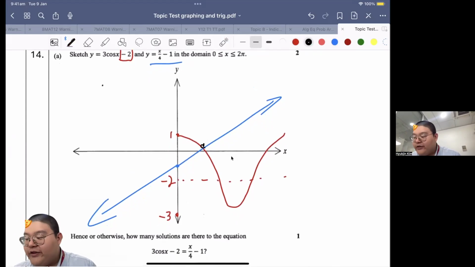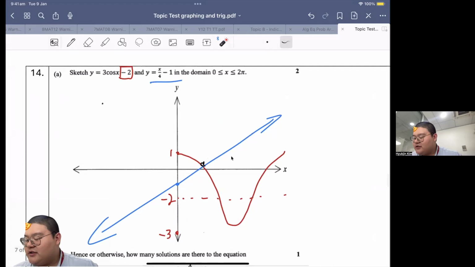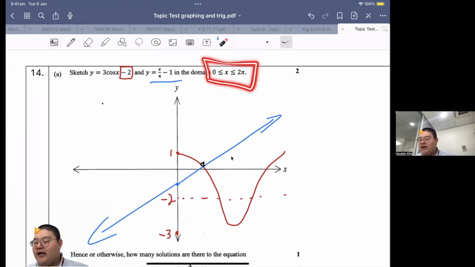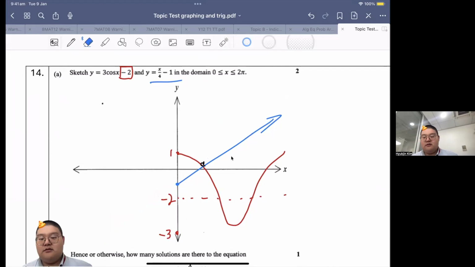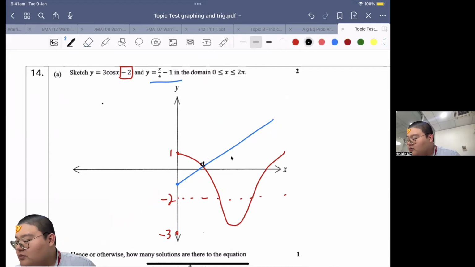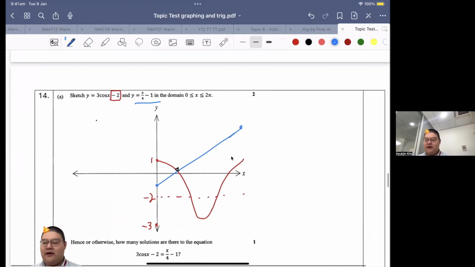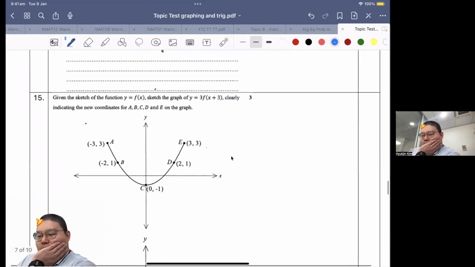Now, one thing that I misread is that the question says x is between 0 and 2 pi. I actually didn't have to sketch the left bit. Silly Billy. And then we go on. As a matter of fact, this arrow is wrong too. Silly Billy. And I just move on. Life is good. Okay.